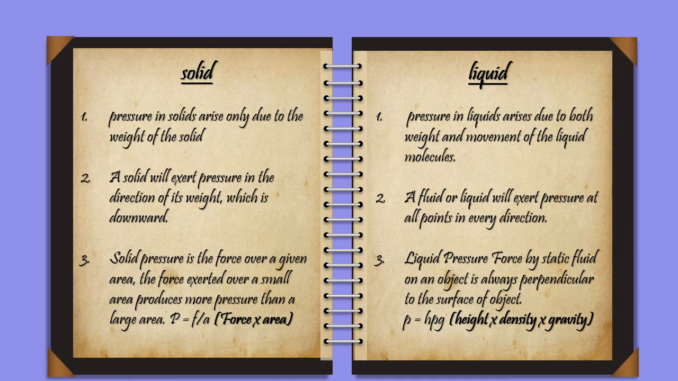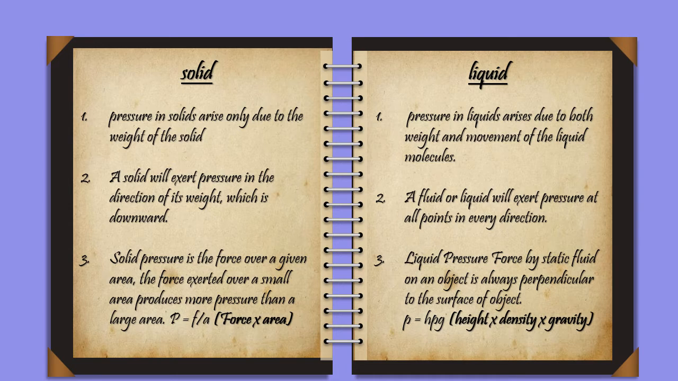Liquid. Point number 1. Pressure in liquids arises due to both weight and movement of liquid molecules. The faster the molecules, the greater the pressure. Point number 2. A fluid or liquid will exert pressure at all points in every direction. This is because liquid takes the shape of its container. It will act on all sides of the container, so the pressure will exert in all directions.